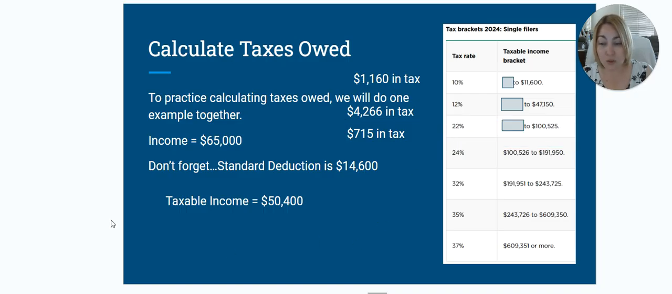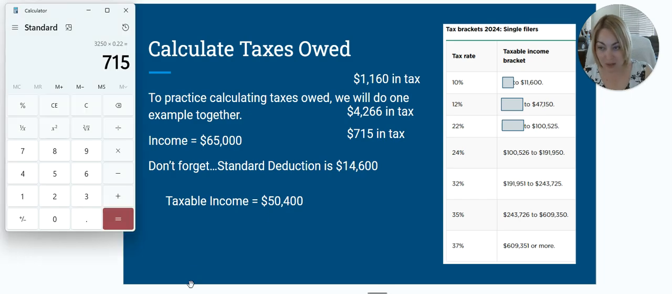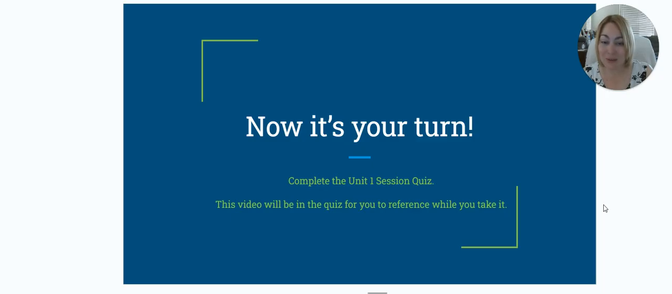Okay, so how do I figure out how much tax I paid altogether? Well, altogether means add it up. So let's do that. We are going to add up 715, I already have that there, plus the 4,266 plus the 1,160. There we go. So this person is required to pay $6,141 in taxes altogether.